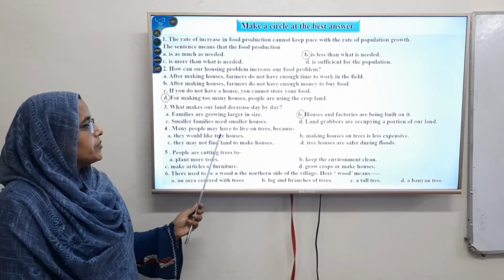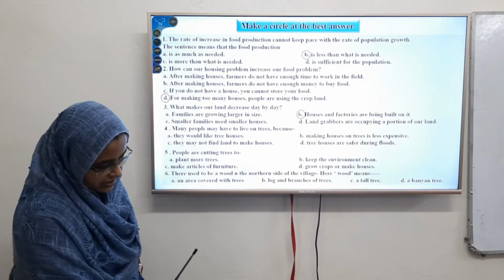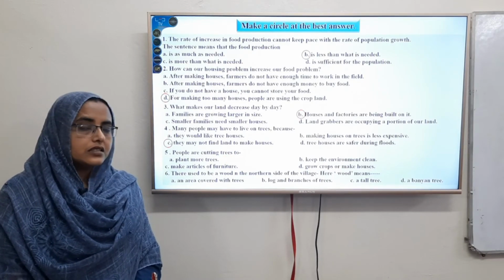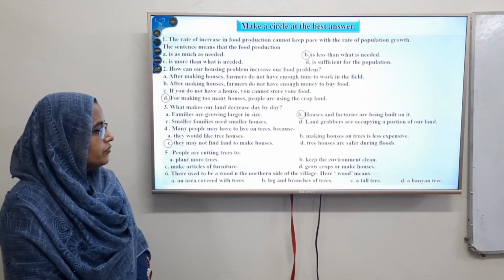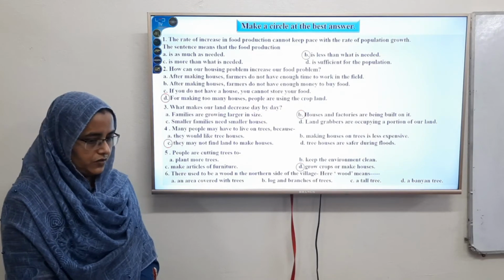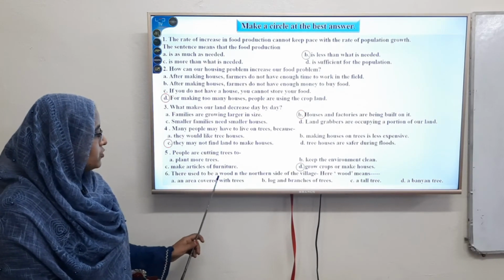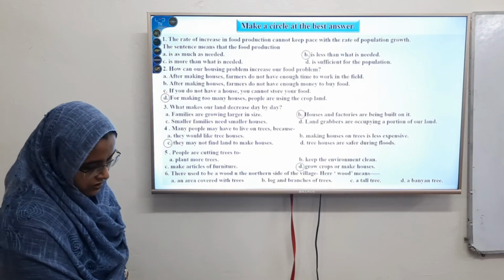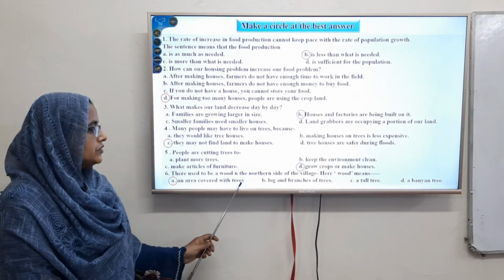Question number 4, many people may have to live on trees. People have to live on trees because what? Because they may not find land to make houses. That is the reason. And next question, people are cutting trees to grow crops or make houses. And the last one, there used to be a wood in the northern side of the village. Here wood means an area covered with trees.